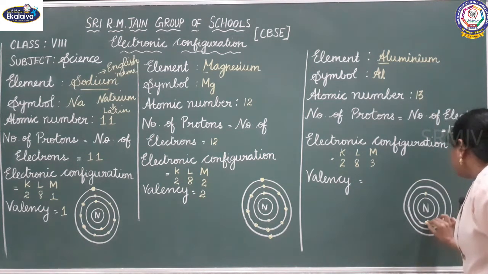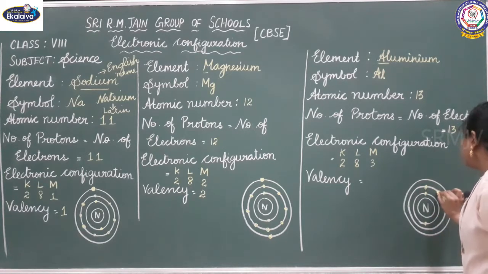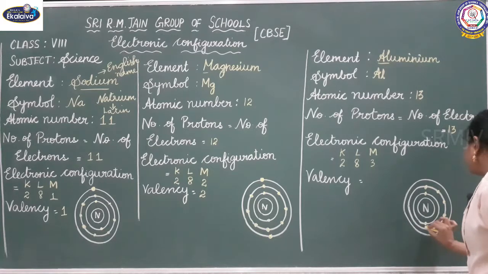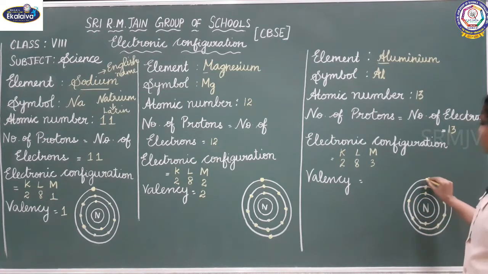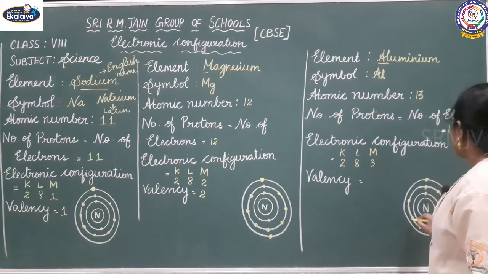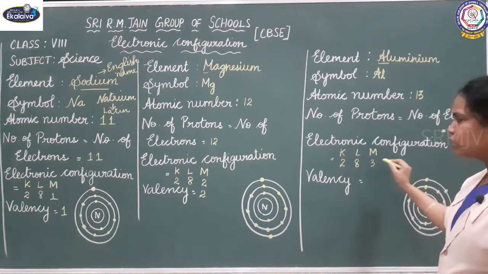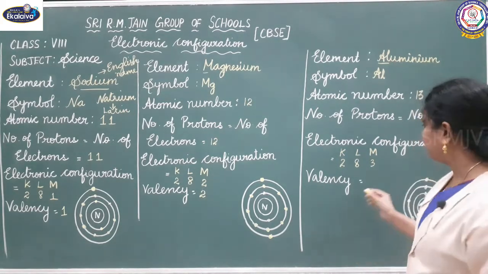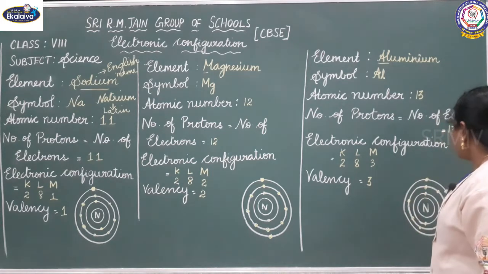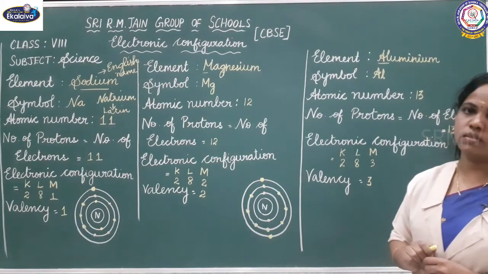K shell 2, L shell 8 electrons. So 1, 2, 3, 4, 5, 6, 7, 8. And the remaining 3 electrons will be in the M shell. So 1, 2, 3, 4, 5, 6, 7, 8 in L shell, 1, 2 in K shell and 3 electrons in the M shell. What is the valency of aluminium, children? It is 3. Because the outermost shell contains 3 electrons.